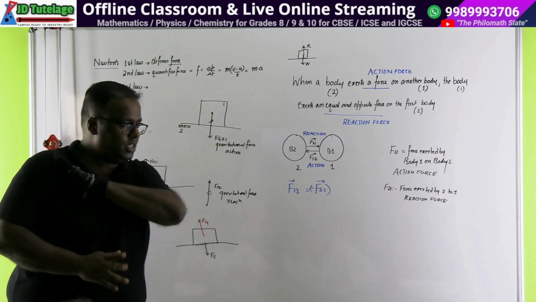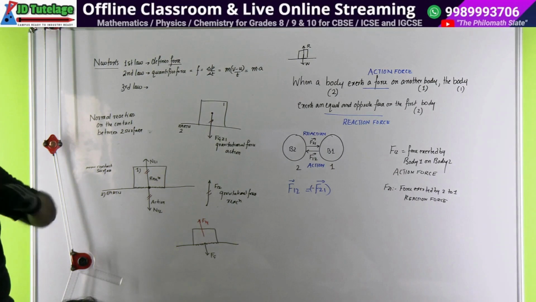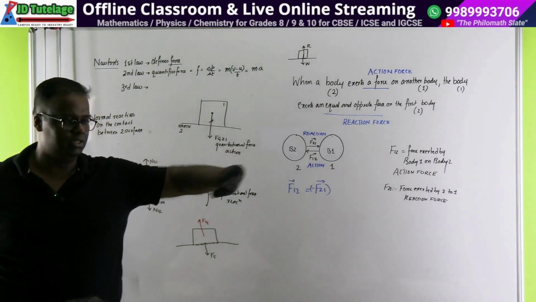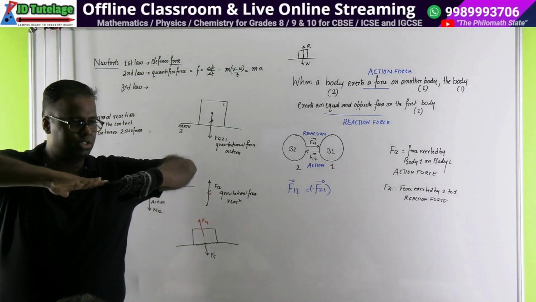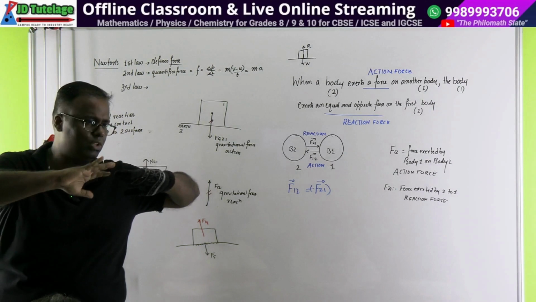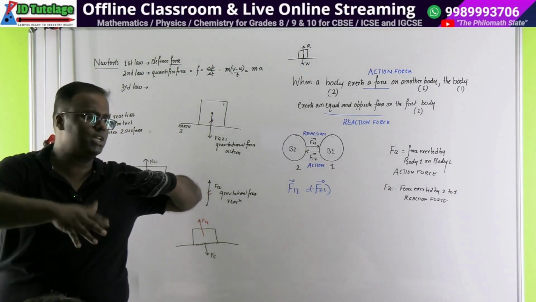This is action reaction. A truck goes and hits a truck, or a Maruti 800 goes and hits a truck. Straight contact force, action. The damage will happen on the Maruti 800. That's different. We will study why the damage happens on the Maruti 800, because the Maruti 800's mass is less.